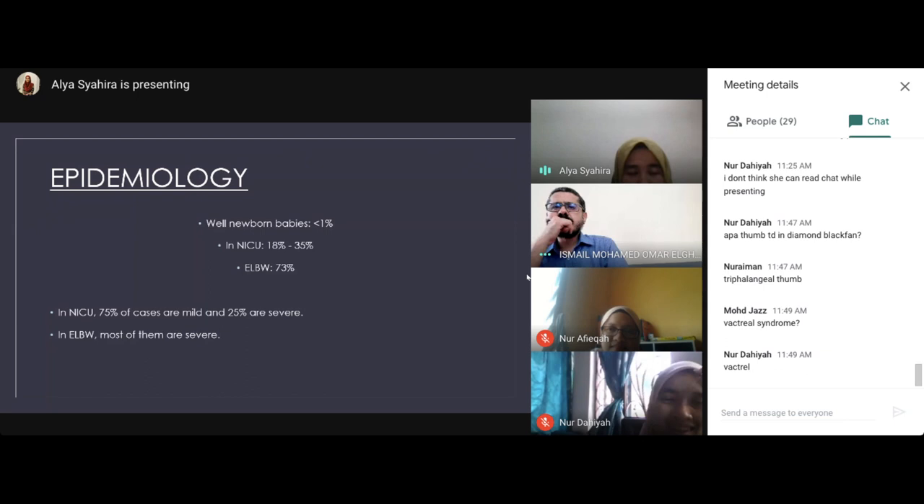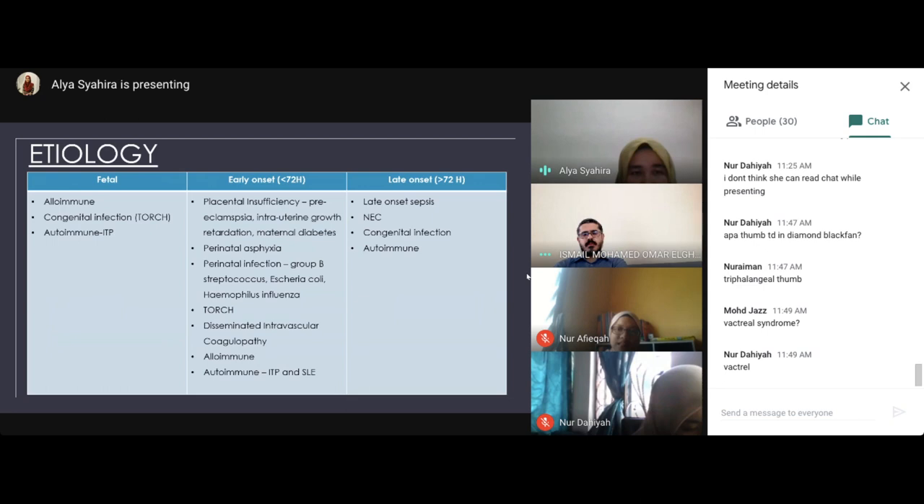So the etiology can be classified into fetal, early onset and late onset. Fetal basically is when it happens during the pregnancy itself, and can be caused by alloimmune, congenital infection or autoimmune causes like ITP of the mother. Early onset means it occurs within 72 hours of life. The causes can be placental insufficiency like pre-eclampsia, IUGR or maternal diabetes, or perinatal asphyxia, perinatal infection and TORCH, any DIC, alloimmune or autoimmune causes.